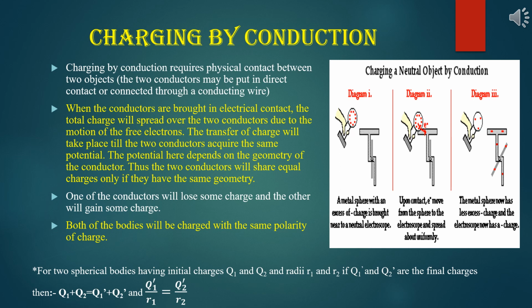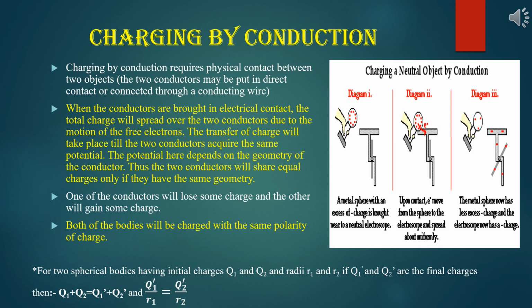Now in general, remember that the term potential depends on the geometry of the conductor also. So it is not that both of them will acquire the same value of charge, right? But if they are of the same geometry, identical in shape and size, then the total charge will be divided equally. Suppose one object has charge plus q and the other one has 0. If they are identical, it will be shared as q by 2 and q by 2. So both will have the same charge and the same sign, provided they are identical.